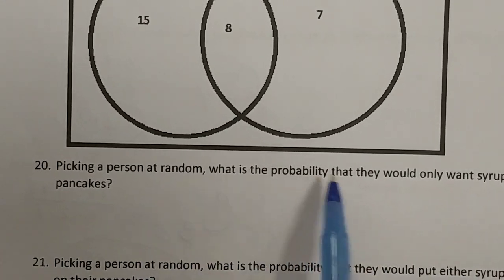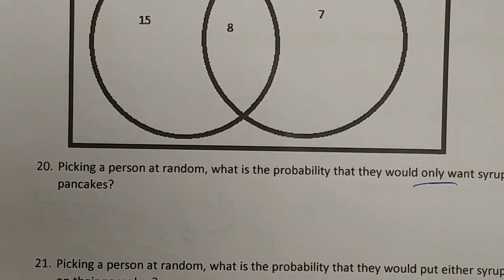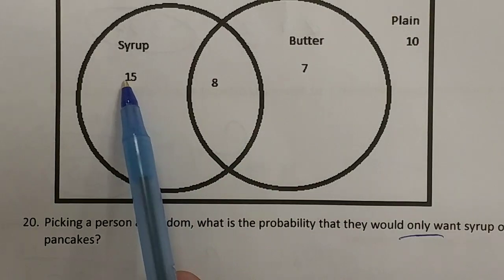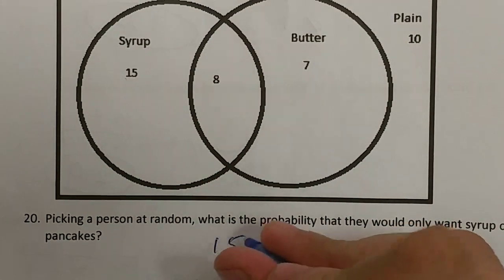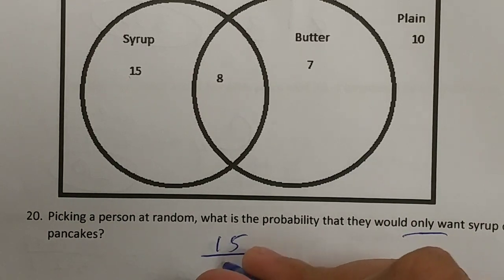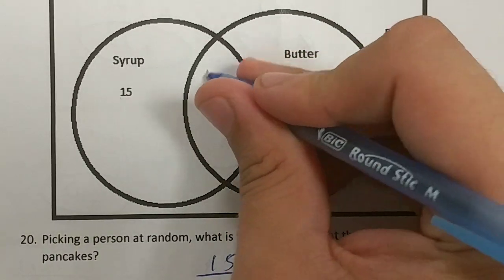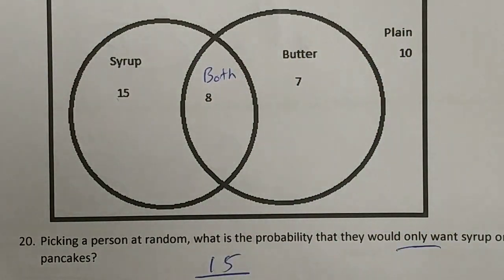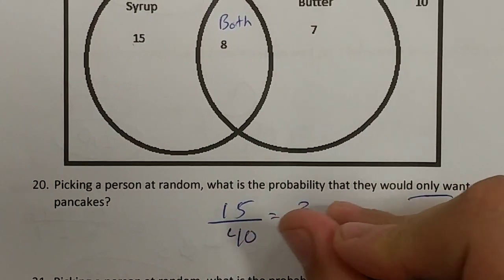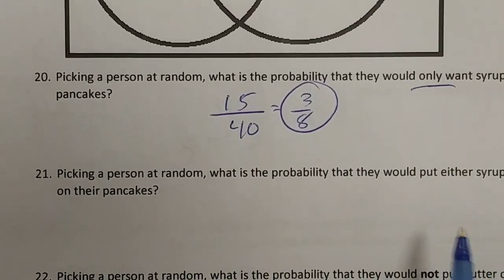All right. Picking a person at random, what's the probability you want only syrup? So only people who have syrup. There's 15 people who want syrup out of the 40 people that were interviewed. So 15 only syrup out of 40. And remember, I forgot to put the word here, but the middle is both of them. So they put both syrup and butter on it. So 15 over 40, that's 3 over 8. If you saw the answer as a multiple choice, it would be 3 over 8.